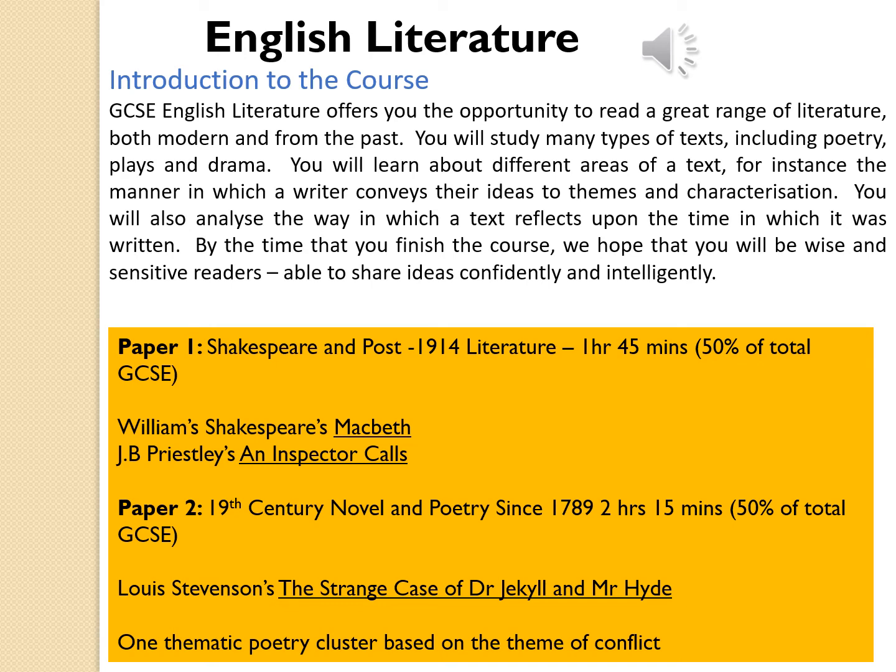We have paper 1, which is a Shakespeare text. In this case, we do Macbeth. One post-1914 text, which is An Inspector Calls by J.B. Priestley. And then paper 2 is a 19th century or Victorian novel. In this case, it's The Strange Case of Dr. Jekyll and Mr. Hyde, and one collection of poetry where we look at the poetry based around the theme of conflict.